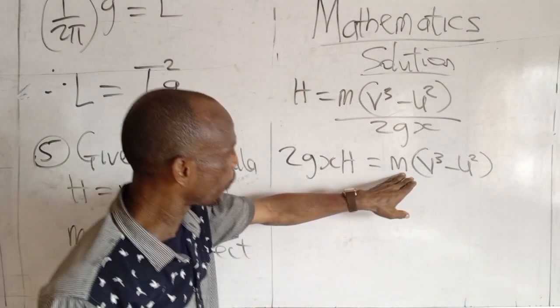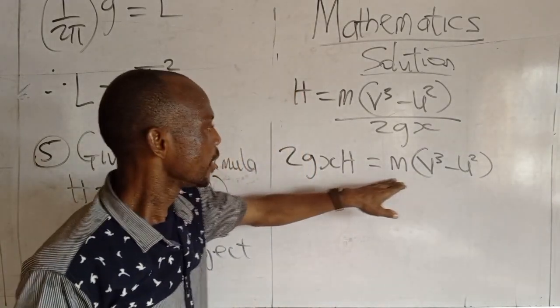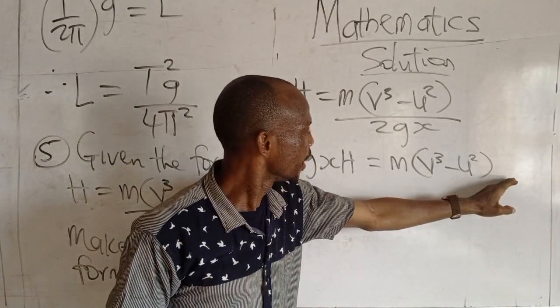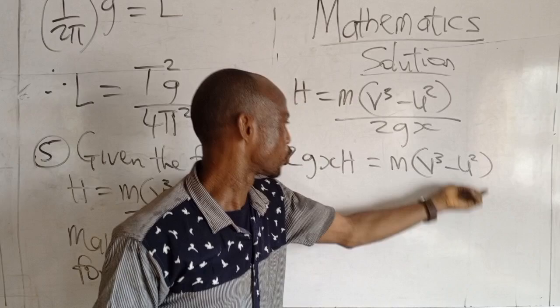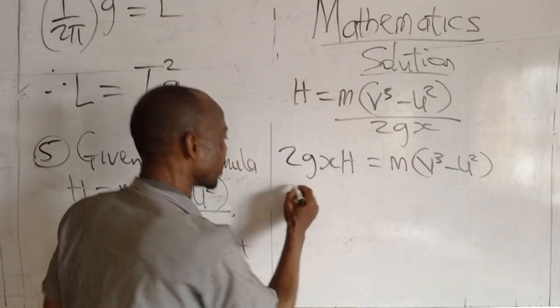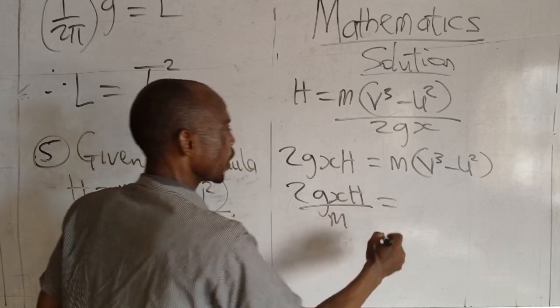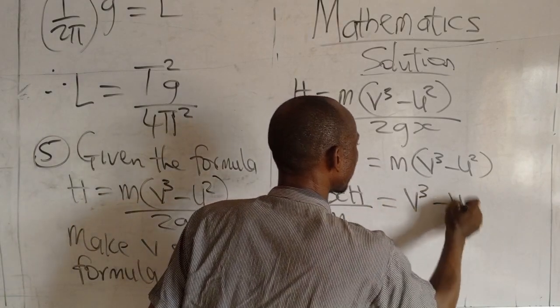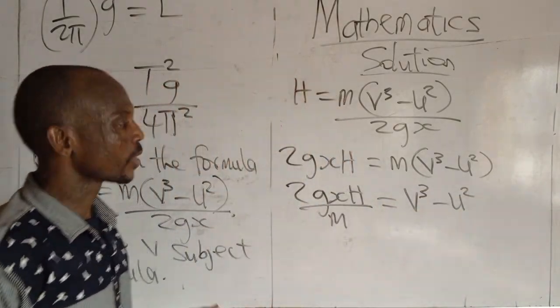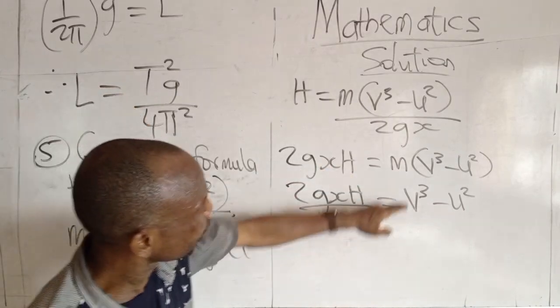Then the next is to pull the M from there. The M is multiplying here. So what do we do? We use this M to divide both sides. So we now have what? 2gxH divided by M is equal to what? V cubed minus U squared.